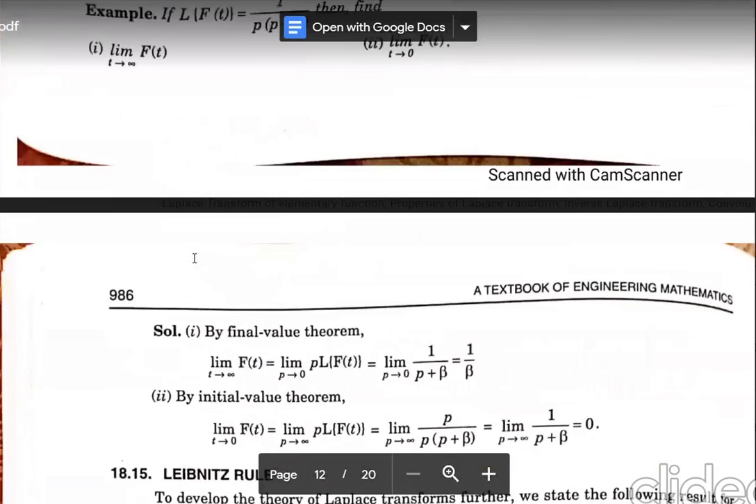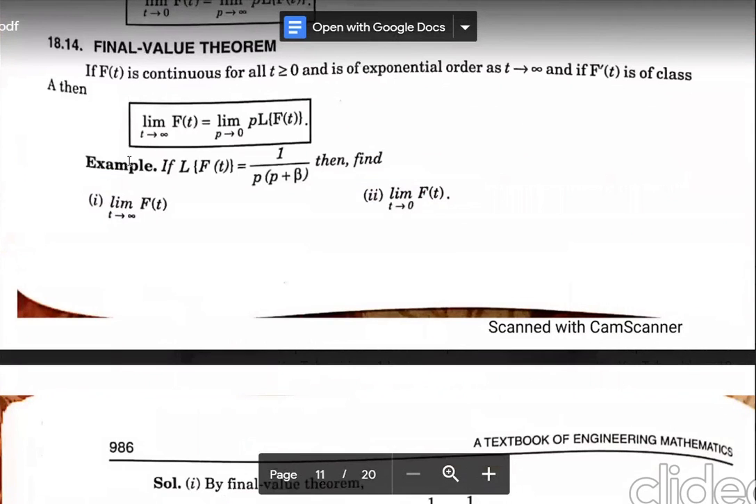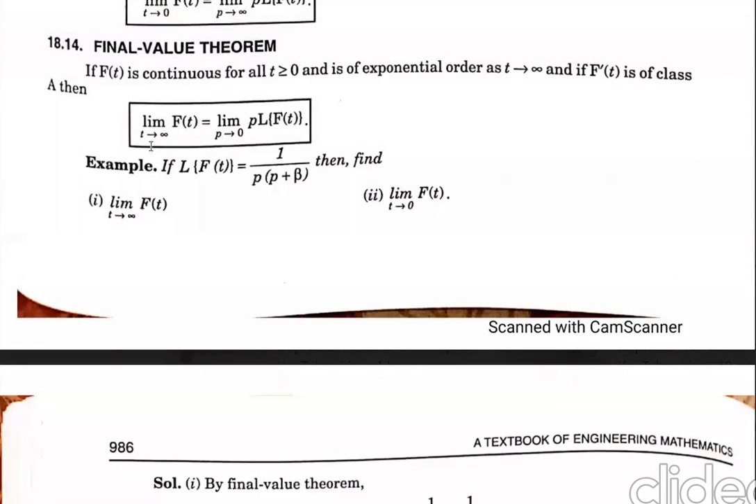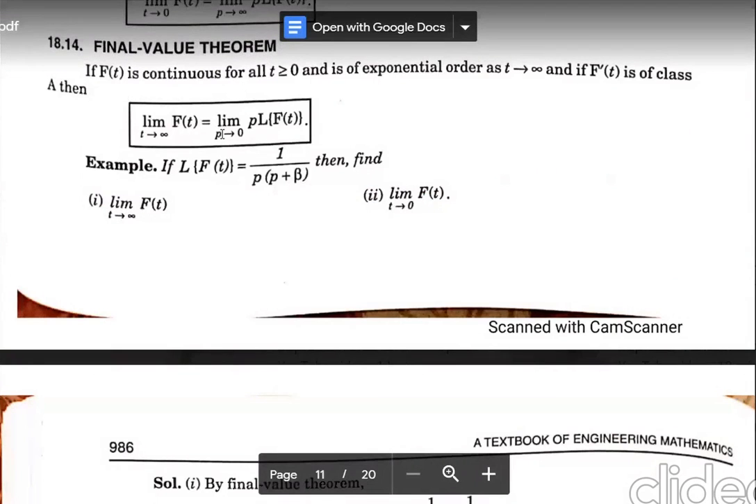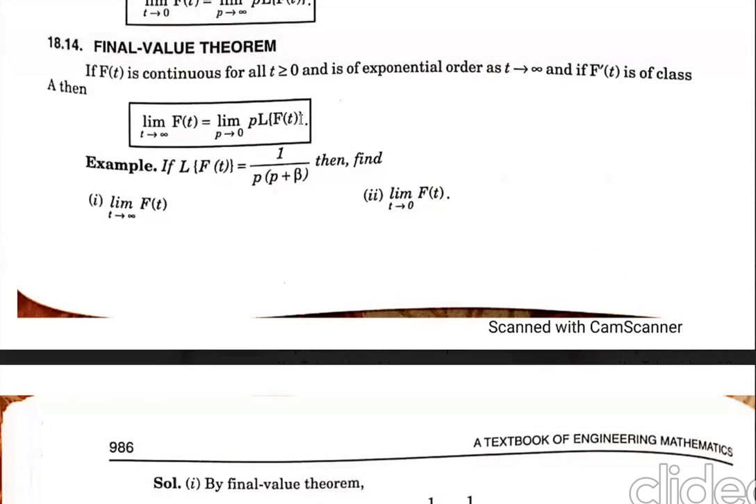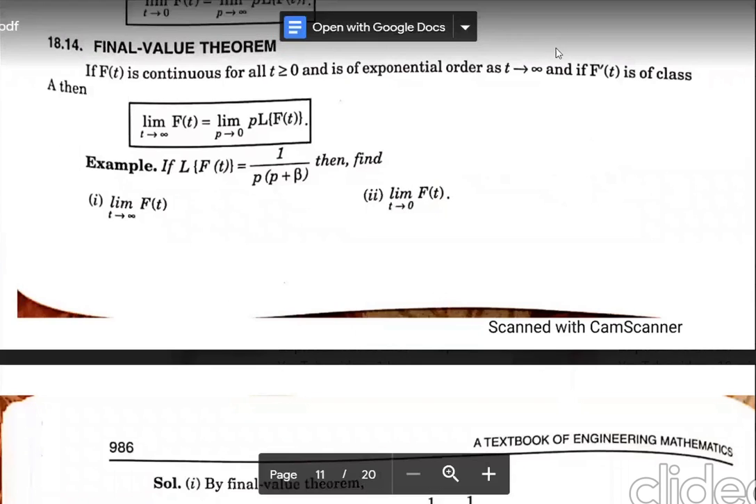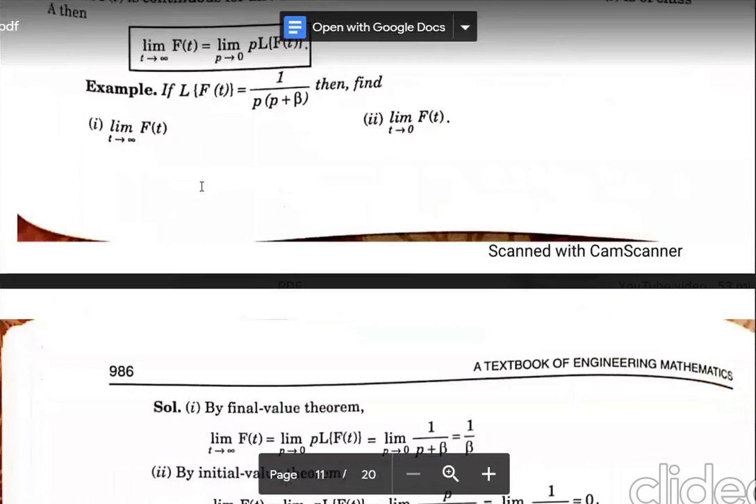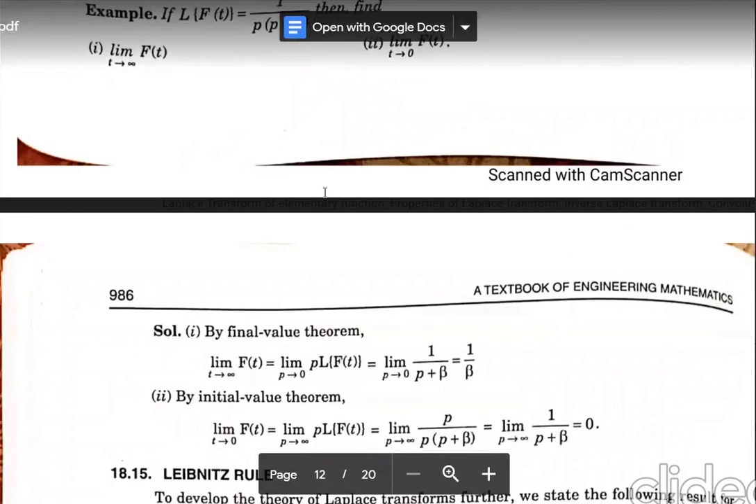So if you need to find limit t tends to infinity f of t, that means you need to find limit p tends to 0 p into Laplace transform of f of t. And if you need to find limit t tends to 0 f of t, that means you need to find limit p tends to infinity p into Laplace transform of f of t. And the Laplace transform of f of t is already given, that is 1 by p into p plus beta.